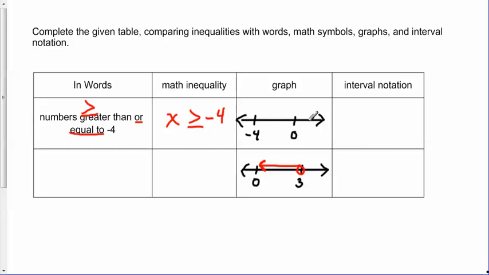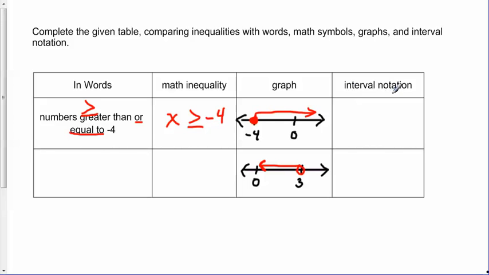Now on a graph, I already have my number line set up here. Notice I've got the arrows on either end. And since we're looking for numbers that are greater than or equal to -4, we're going to use the solid dot here on -4. And when we think of the numbers that are greater than -4, that means we're going to be looking for the numbers to the right. And so this is what our graph of that inequality would look like.